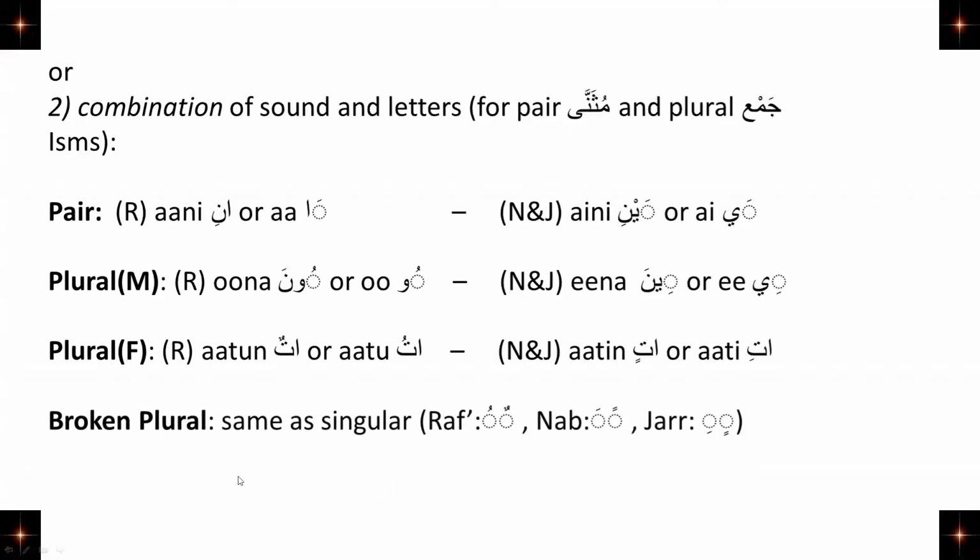The last but one is a broken plural. Yes, broken plural. This one we call Jam' Taksir. In the case of this and that, Jam' Mu'annath Salim and Jam' Mudhakkar Salim, I know a lot of you know this, plural masculine and plural feminine, these two are normal plurals. But these plurals are broken plural, Jam' Taksir. It's the same as the singular. So in Rafa status, it can be either un or u. In Nasb status, an or a. In Jar status, in or i. I'm sure you all know this.